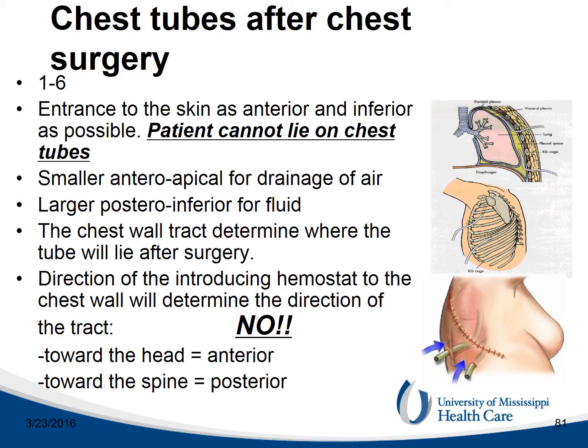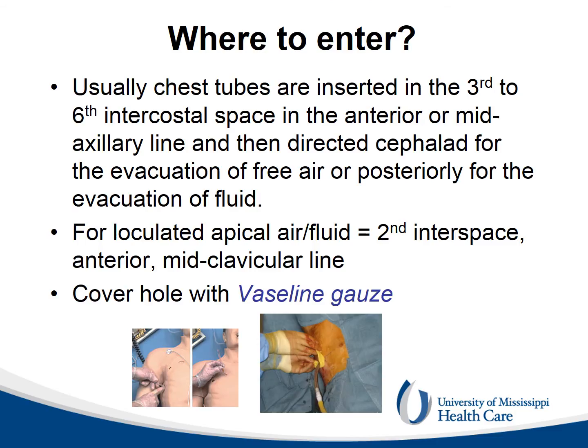The chest wall tract created with an instrument will determine the direction of the tube inside the chest. The tip of the chest tube should be preferentially at the apex of the chest for drainage of air and along the diaphragm for the drainage of fluids. Therefore, chest tubes are usually inserted into the 3rd to 6th intercostal space in the anterior or mid-axillary line and then directed cephalad for the evacuation of free air or posteriorly for the evacuation of fluid.